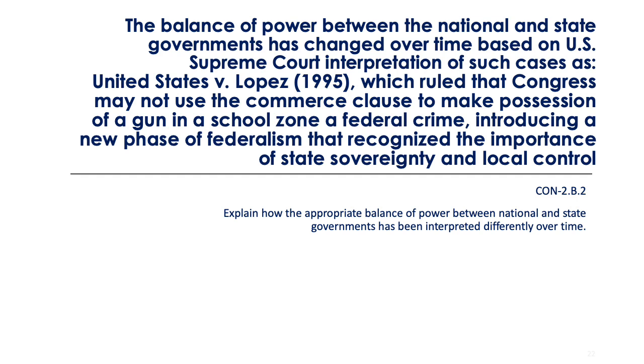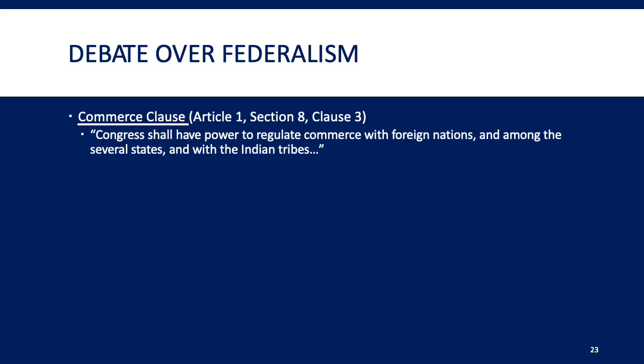Another Supreme Court case, however, that again discusses the balance of power between national and state power was that of United States versus Lopez, right? And so for United States versus Lopez, we're discussing the Commerce Clause. And this again discusses that Congress shall have power to regulate commerce with foreign nations and among several states, and with that of Indian tribes, right?